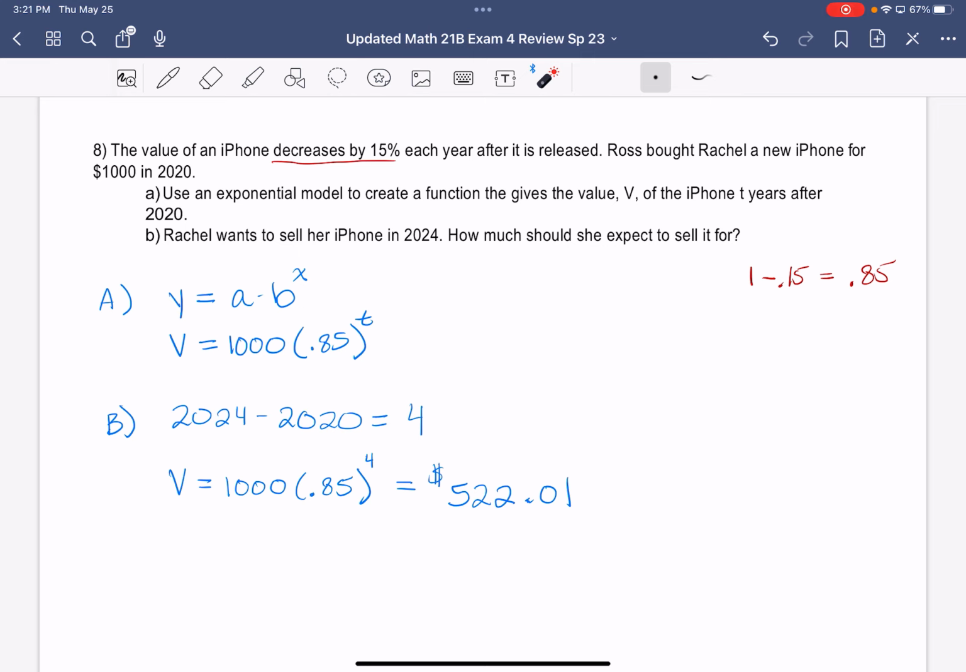You potentially would have to identify it. Exponential. Wait, what's increasing then? If decreasing is exponential, what's increasing? Well, increasing also. If I said increasing by 15%, let's say it's some rare iPhone that is a collector's item, it could be increasing by 15%. But the key thing is that year over year, it's increasing by a percentage.